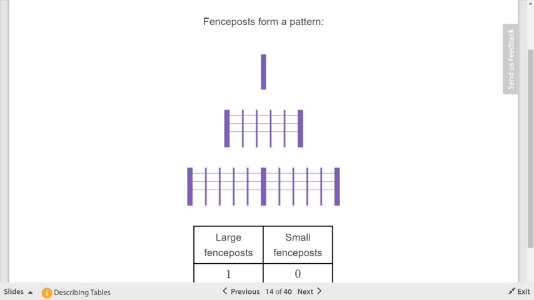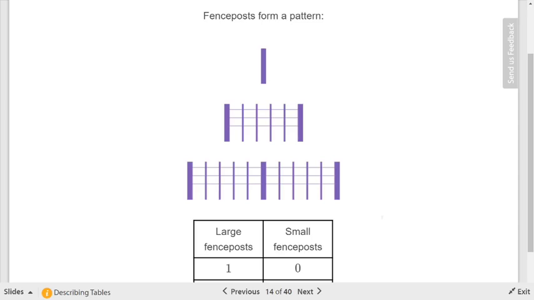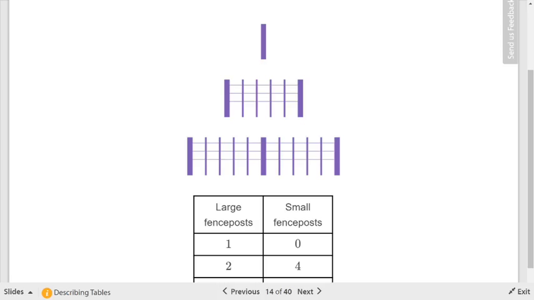In the second one, how many big ones do I have? 2 large ones and 4 smaller ones. So the second one is 2 to 4. The next one is 3 and 8. So every one of those is going up.